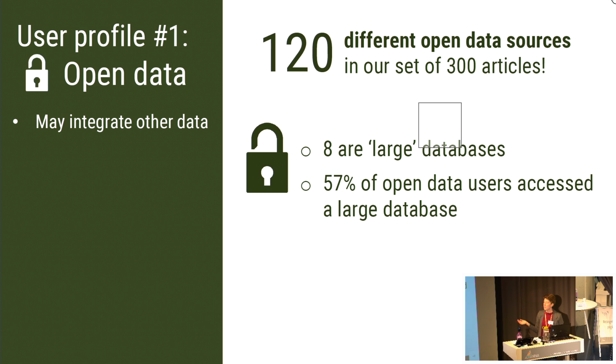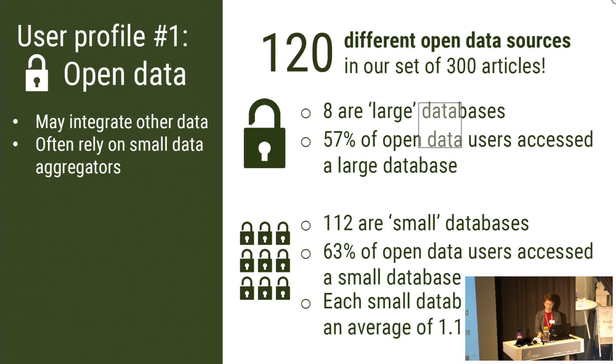We called 8 of these large databases, basically meaning that they covered data from a very wide spatial extent or very big taxonomic scope, or both. And 57% of open data users accessed a large database. The rest we considered small, and actually a slightly greater number of open data users accessed a small database. Of course, some accessed both.